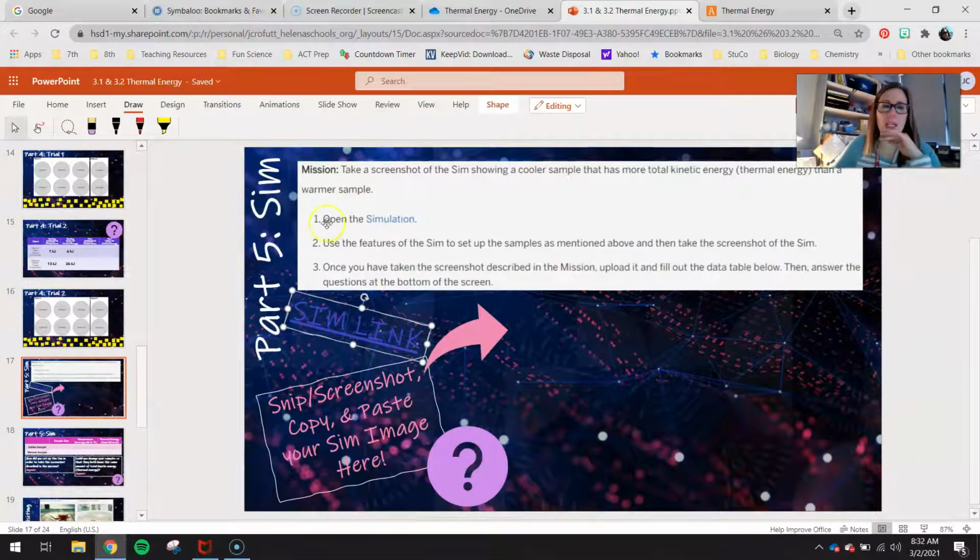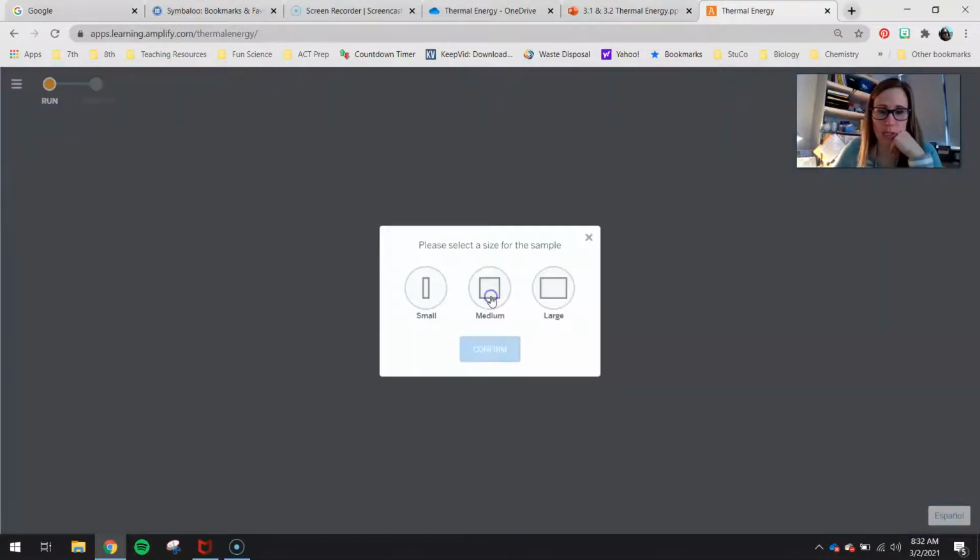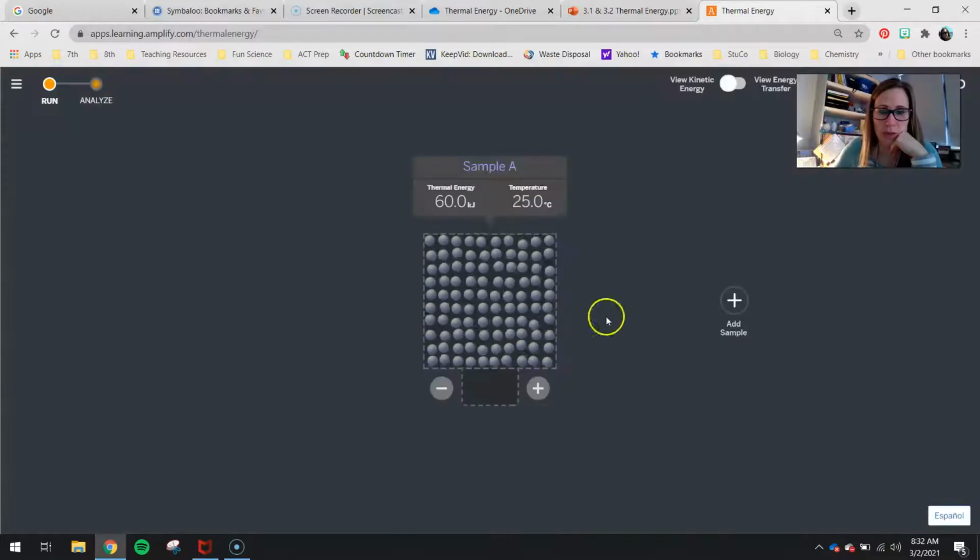All right, so in your sim, you guys are going to set it up so that you have a cooler sample that has more total kinetic energy, so a higher thermal energy, than a warmer sample. So I'm just gonna show you guys what you're looking for in this. I'm not actually gonna do this correctly for you guys.